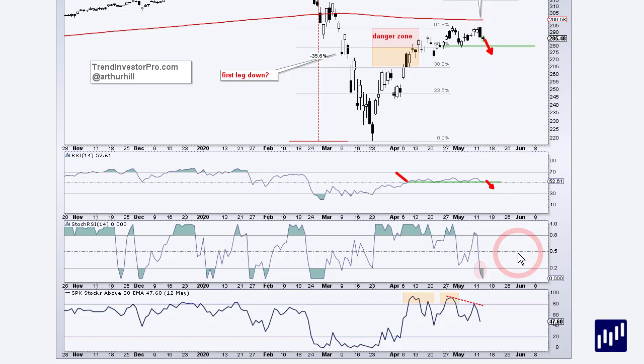Now, the two early warning signals that we have are in Stoch RSI and the percentage of stocks above the 20-day EMA. Stoch RSI is the stochastic oscillator applied to RSI, so it's basically measuring the momentum of momentum, and that would be velocity, if you will. RSI is already an indicator, one step removed from price, and Stoch RSI is another step removed from price. So it's a second derivative.